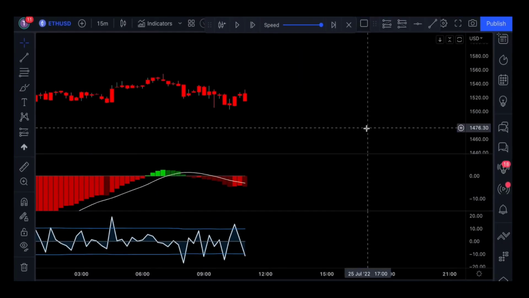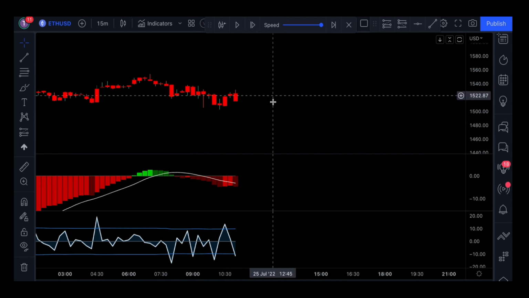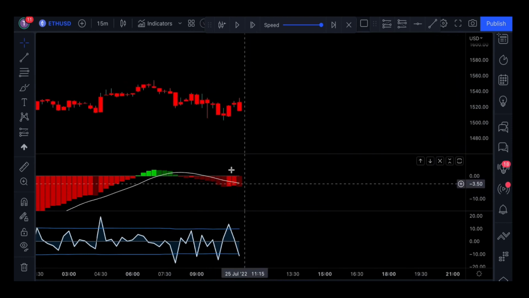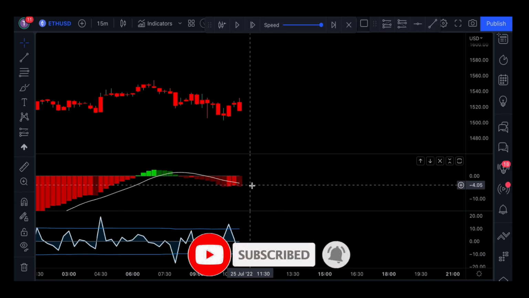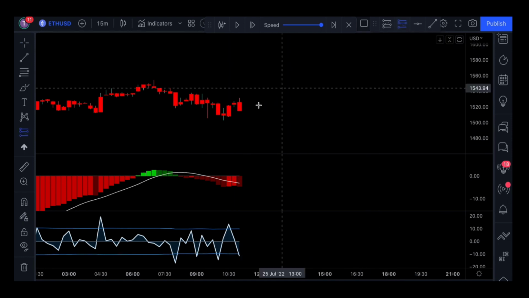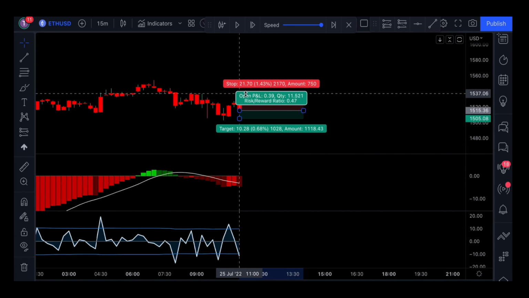Okay, now let's understand the rules for short trades. First, the bars have to be red color. Second, the white line of this oscillator is below the zero level. The indicator also needs to print a new dark red bar that breaks below the line. Third, the volatility oscillator line needs to break below the lower band. The sell order will be placed at the close of the trigger candlestick.